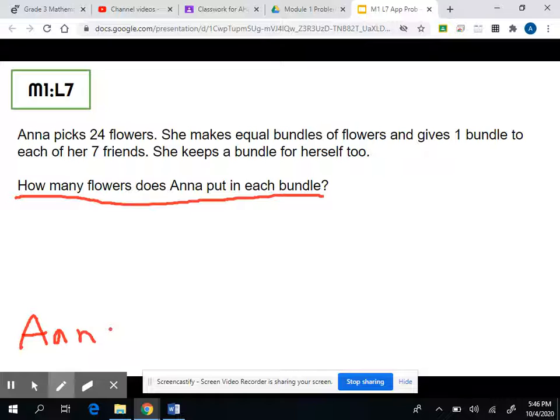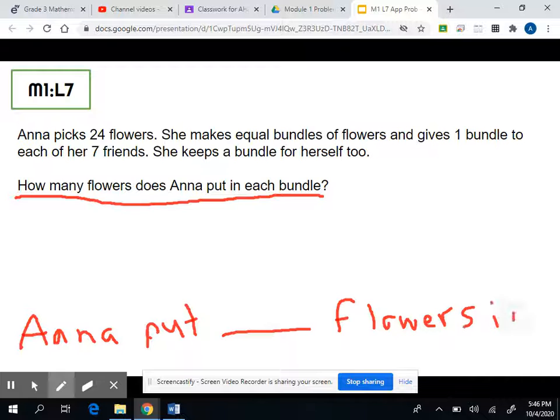Anna put blank flowers in each bundle. Okay, so that's all that we're going to do together today.